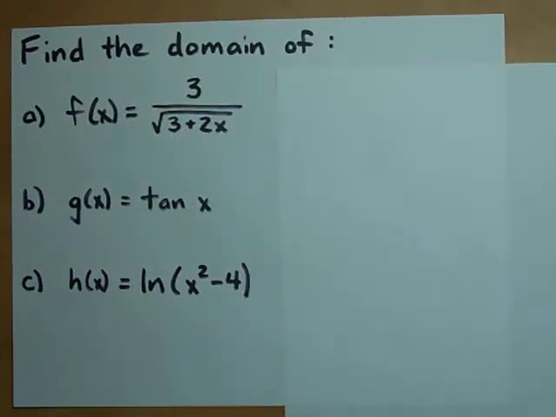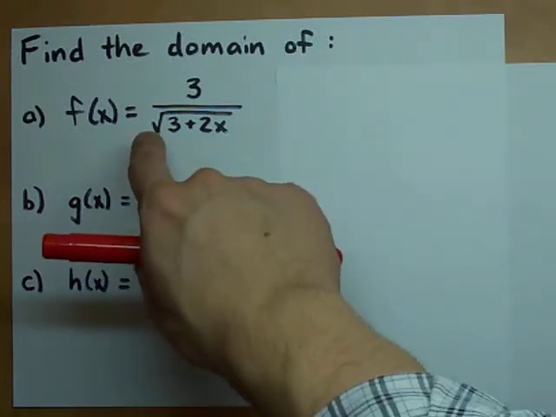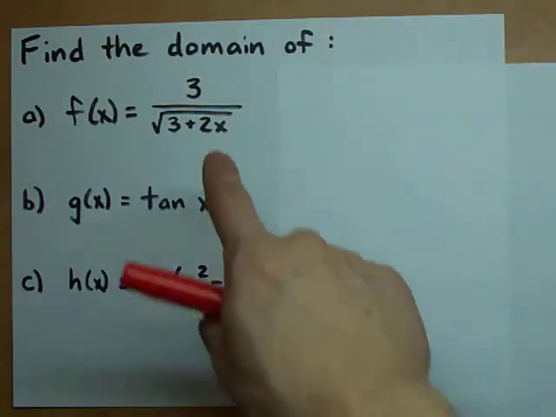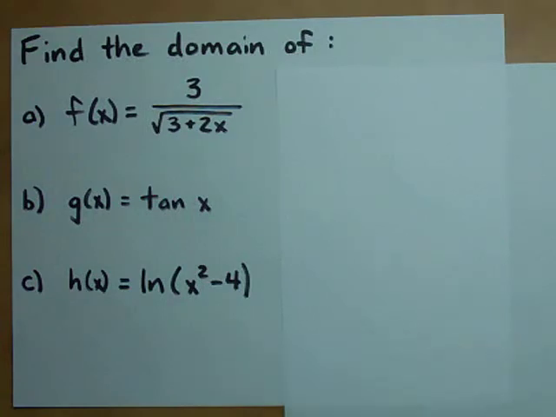Hey guys, find the domain of these three functions. Couple things to remember. Number one, you can't have a negative number underneath of a square root. Number two, you can't have 0 on the bottom of a fraction.